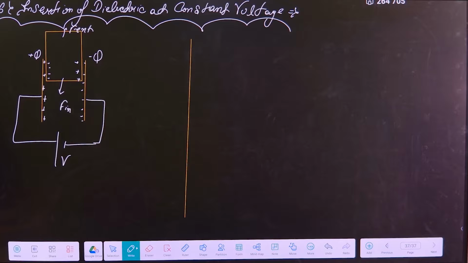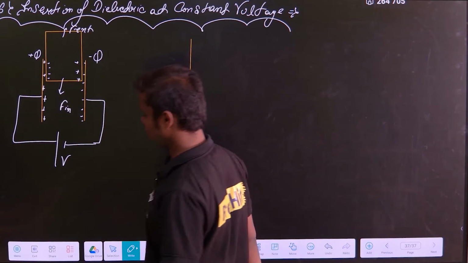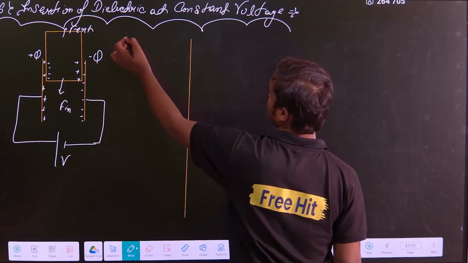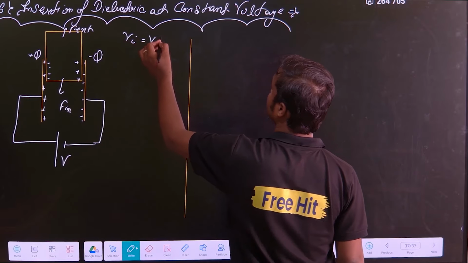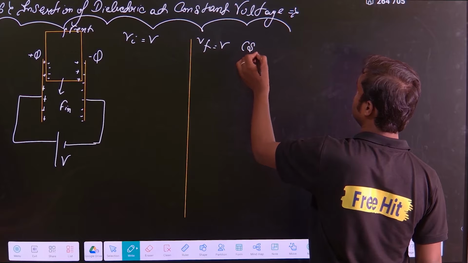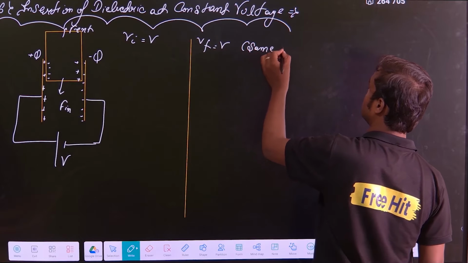I hope you have written it. Okay, so let us start analyzing. First thing we can simply say, sir, suppose initial voltage is V, the final voltage will also be V. Why? Because it is constant. We have kept it constant. That is given only.